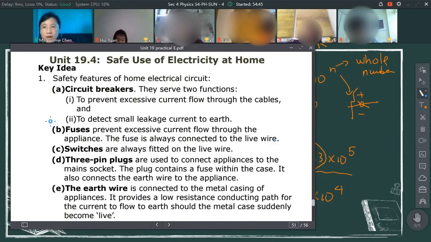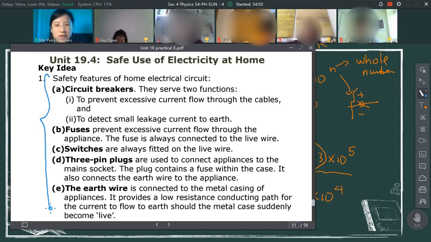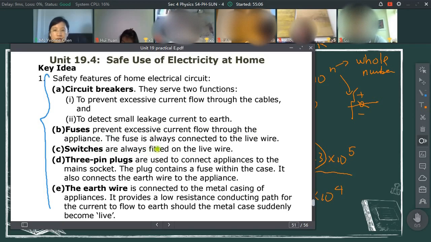You need to understand this part very well. It will help you to answer structured questions. The circuit breaker has two functions: to prevent excessive current flow through the cable, and to detect small leakage current to the earth. The fuse prevents excessive current flow. The switch is fitted onto the live wire. The three pin plug is the northeast line: the neutral wire, the earth wire, and the live wire. The earth wire is always connected to the metal casing of the appliance.